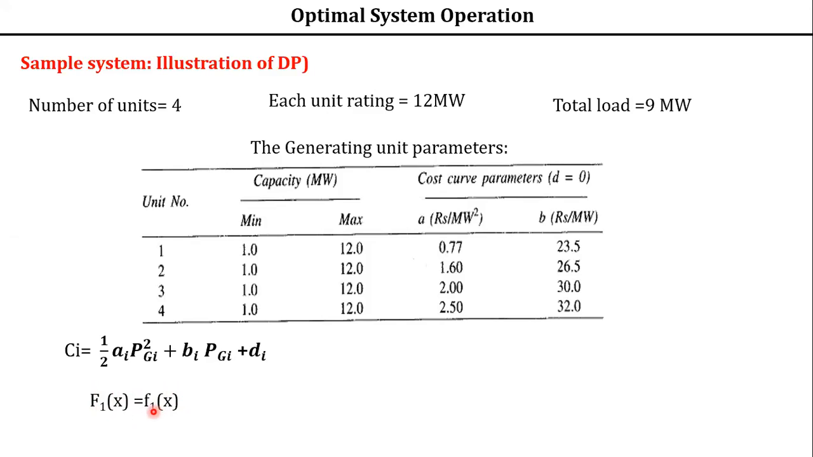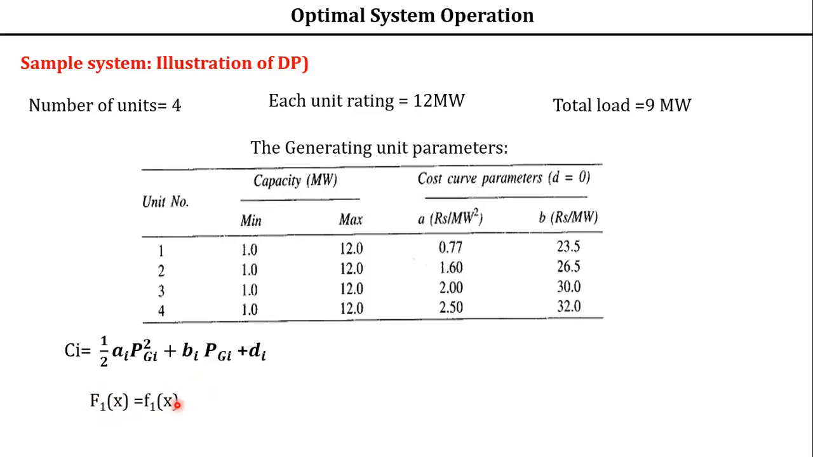That is nothing but your total cost, F1(x). That means this is nothing but the minimum cost of generating x megawatt by 1 unit. It is not plural, it is only one unit. So 1 and 1, it will be the same. When you are considering a single unit, then capital F1(x) is equal to small f1(x). Clear? Because only one unit you are operating.